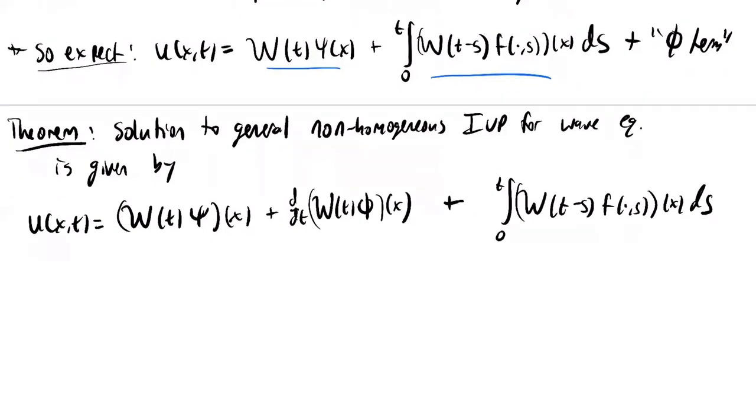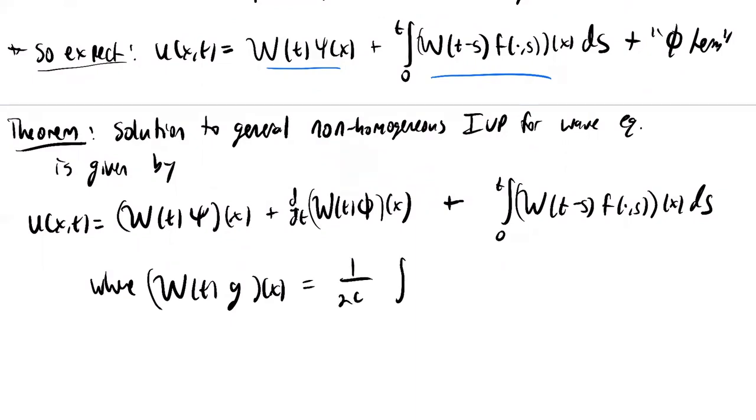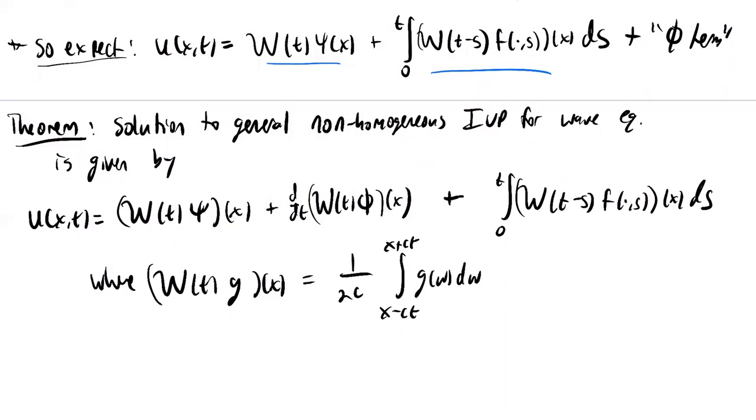And so this is the formula. How does W_t act on a function g? Again, this is a solution operator. It transforms the function g into a new function, which is 1 over 2c times the integral of g from x minus ct to x plus ct. So this is your solution formula.